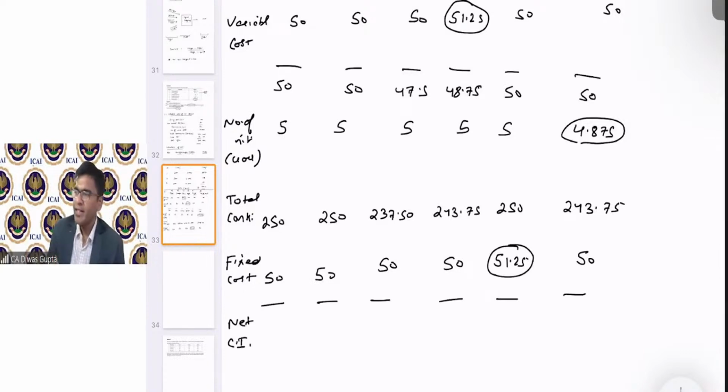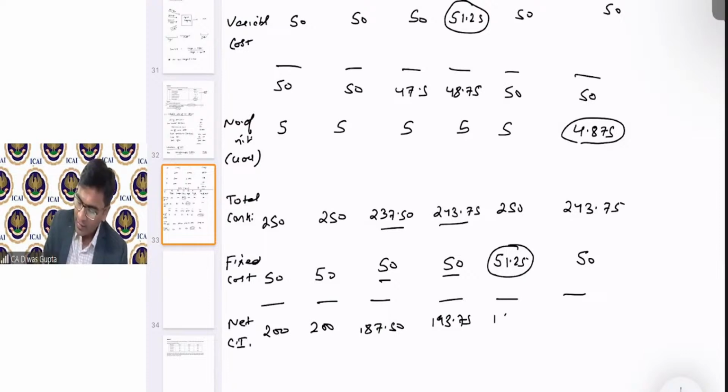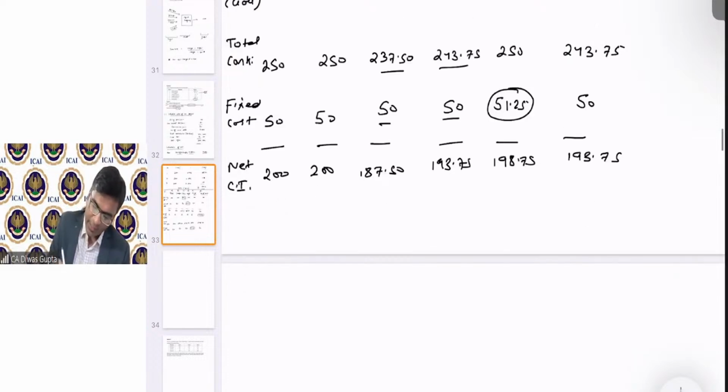So 250 minus 50 is 200. 250 minus 50 is again 200. Then 187.50, which is 237.5 minus 50. Okay, students. Then 243.75 minus 50, which is 193.75. Then 198.75, 193.75. Then we will arrive at the present value.